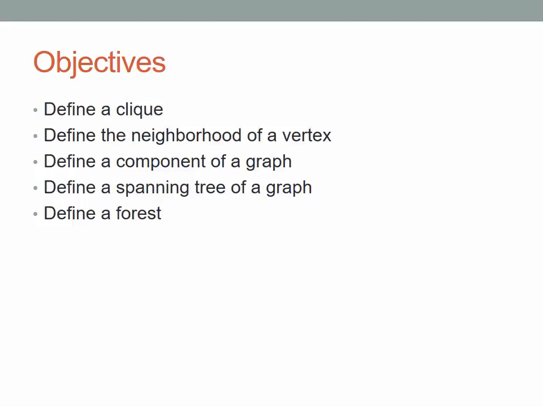We're going to define quite a few terms in this lecture. That's typical for theory. In theory, you often set the stage, you define things, and then in the application you see how these things can be used. So in this one, we're going to define what we mean by a clique, by the neighborhood of a vertex, a component of a graph, a spanning tree of a graph, and a forest.